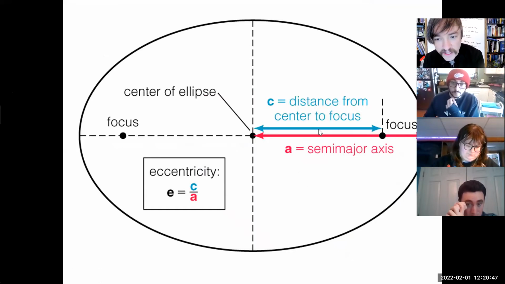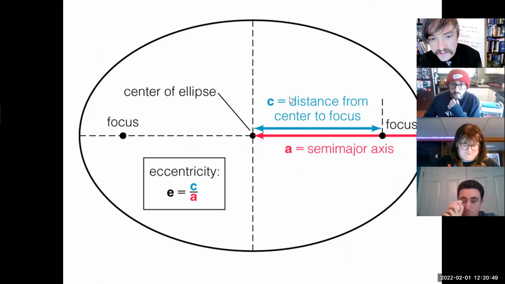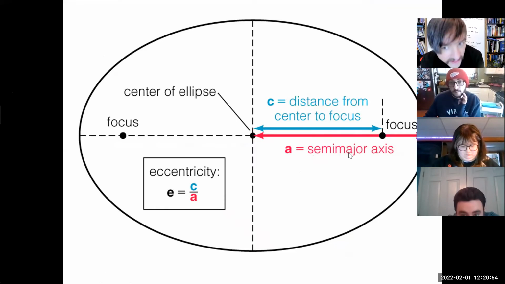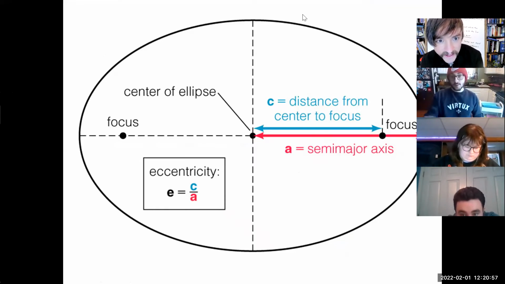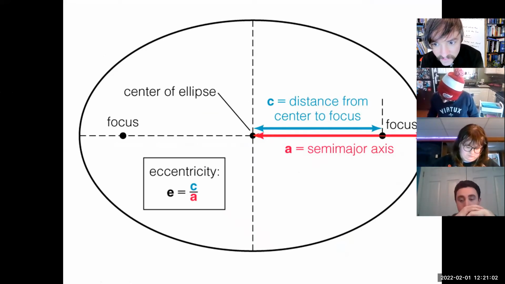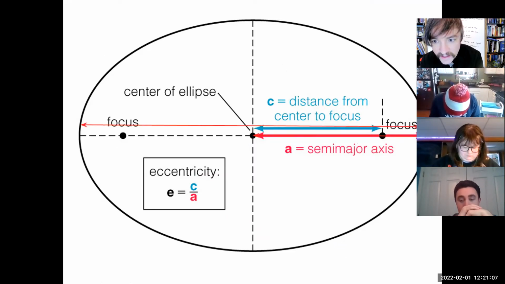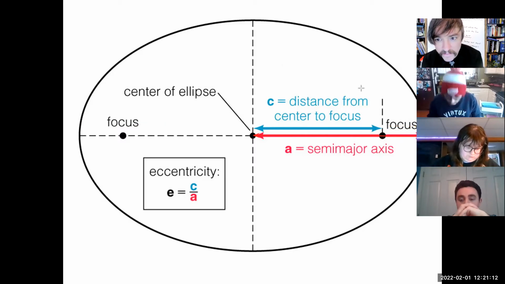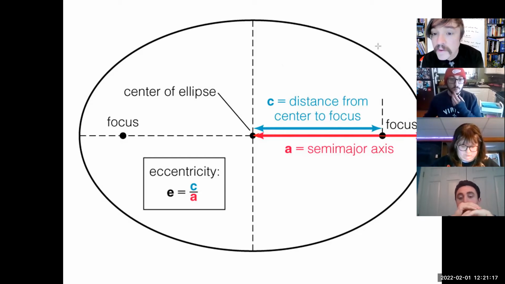Take a look at our model of an ellipse. This is a nice one, like the one that we're going to build today. A is the semi-major axis of the ellipse, and that means it's the distance from the center to the edge of the ellipse. It's half of the major axis, where this is the major axis. But where is the sun in this ellipse? On the model. It's at one of the focus points.